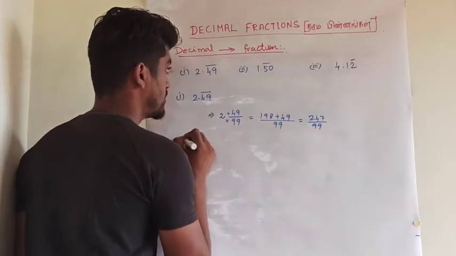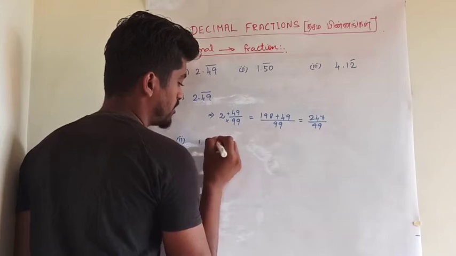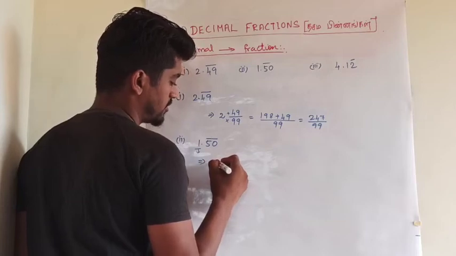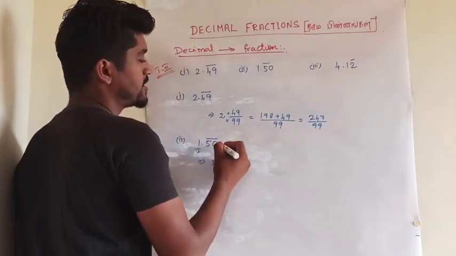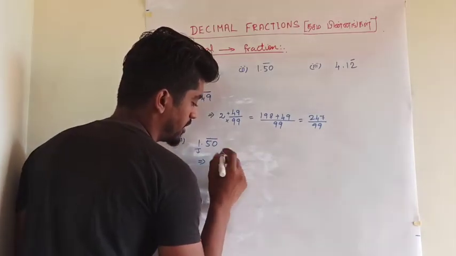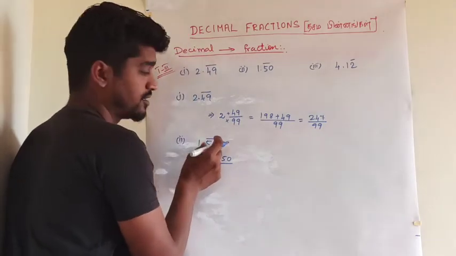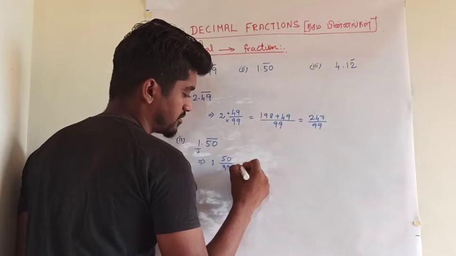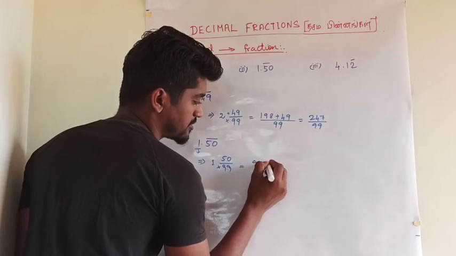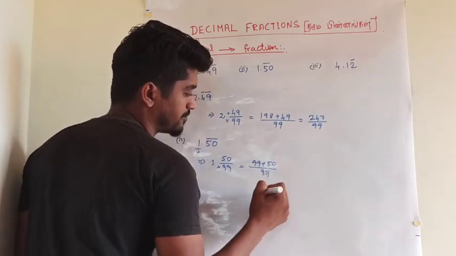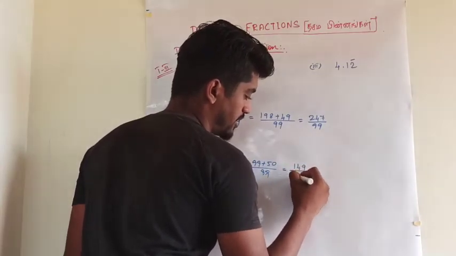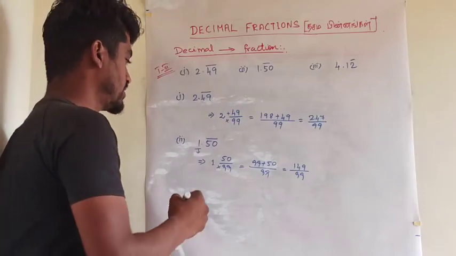And the second example is 1.50 bar. Here we have to write the whole number that is given, 1. The 0.50 is to be converted. We have to write 50 divided by 99, as 2 digits are repeated, so we write 2 times 9. It may simplify like 1 into 99, 99 plus 50 divided by 99. So 149 divided by 99.